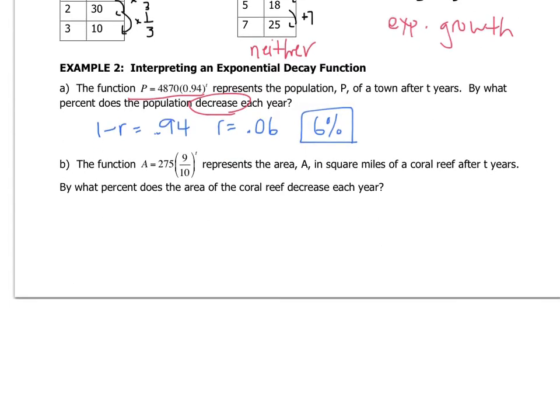This function represents the area in square miles of a coral reef after T years. By what percent does the area of the coral reef decrease? So 1 minus R represents 9/10. So R is 1/10, which is 10%. So it's decreasing 10% every year.